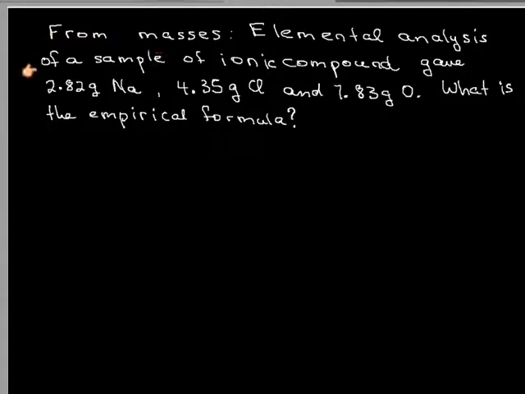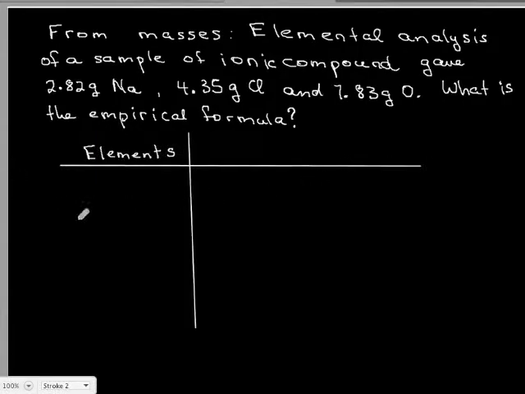From masses. Elemental analysis of a sample from an ionic compound gave 2.82 grams of sodium, 4.35 grams of chlorine, and 7.83 grams of oxygen. What is the empirical formula? The first thing we want to do is make a list of the elements involved. We have sodium, we have chlorine, and we have oxygen. In the next column, you want to write down the masses.